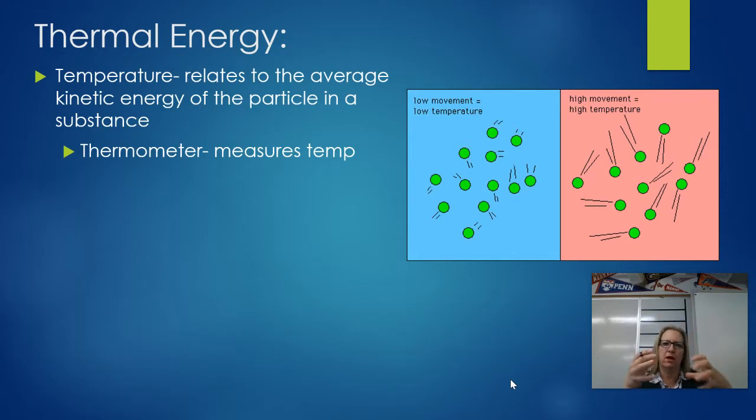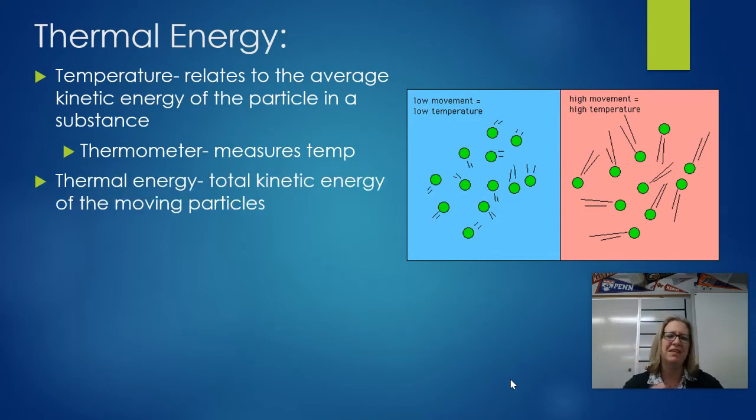Okay, so if you think about having a pot of boiling water, those water molecules are moving a certain amount. That's kinetic energy. You stick a thermometer in there, and it's going to measure the average kinetic energy of those particles, and it's going to be translated into a number, and that's what we read. Okay, the higher the temperature, the faster the particles are moving. So the higher the temperature means more kinetic energy.